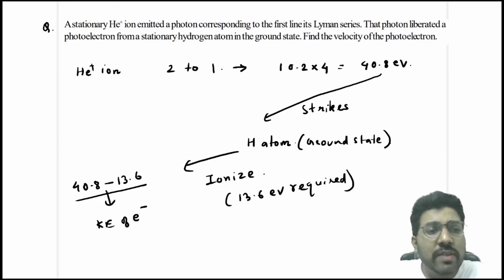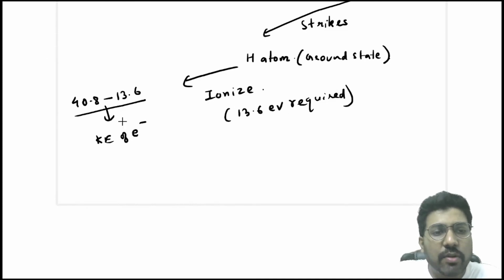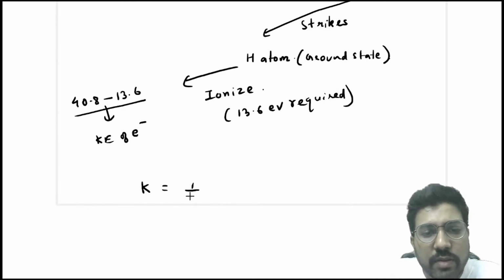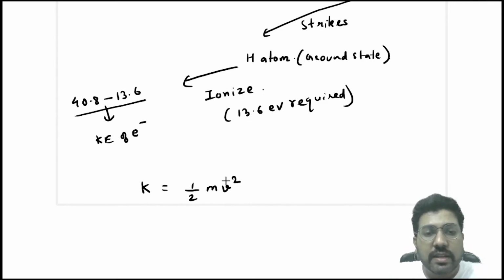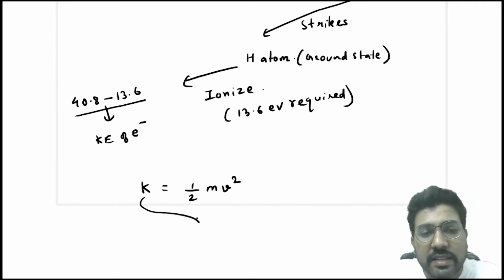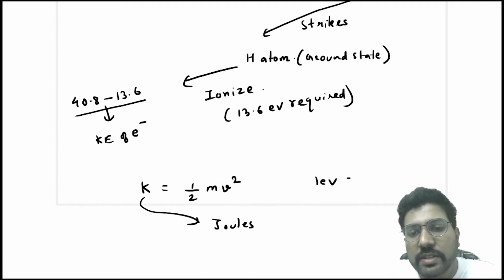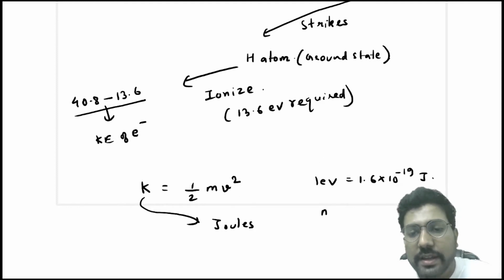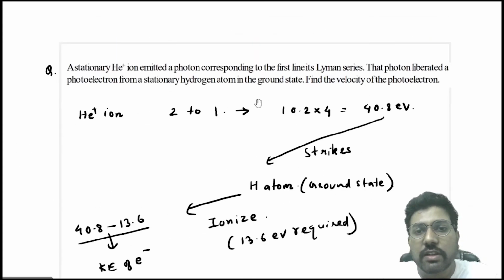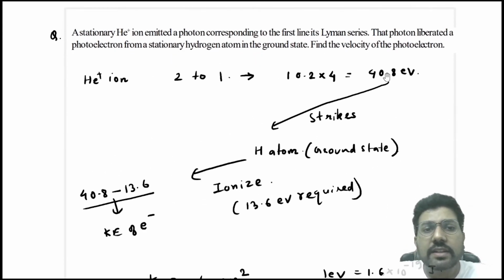Now once you get the kinetic energy of the electron, you can use K is equal to half mv square to get the velocity of the photoelectron. But remember, write this kinetic energy in joules. You know that 1 electron volt is 1.6 into 10 raised to power minus 19 joules. And you also know that the mass of an electron is 9.1 into 10 raised to the power minus 31 kg. So from this you will get the velocity of the photoelectron.